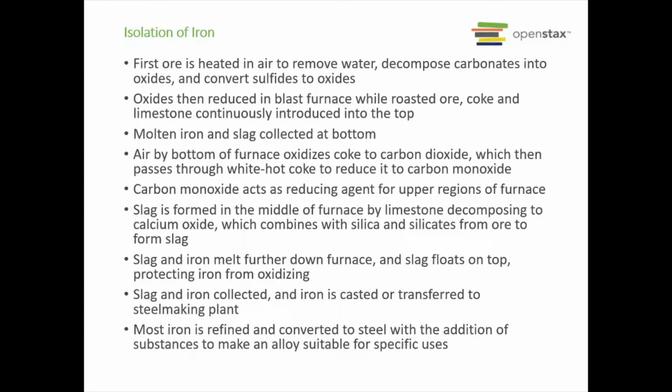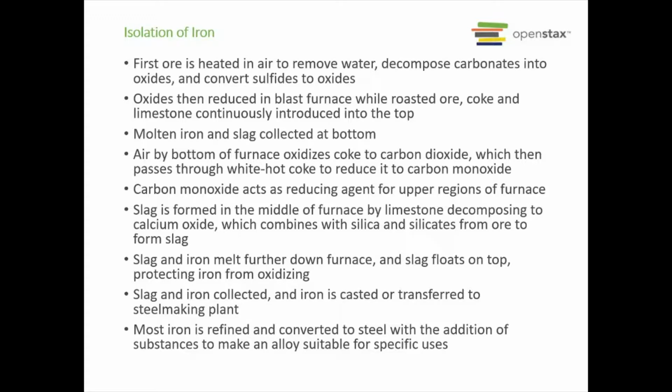The slag is formed in the middle of the furnace from the limestone that's introduced, decomposing to calcium oxide, which will then combine with silica and the silicates from the ore from earlier to form the slag, which will then melt with the iron. It's less dense, so it's going to float on top of the molten iron and in turn protects it from oxidizing.